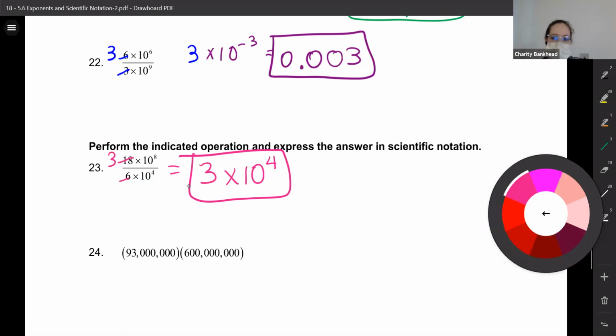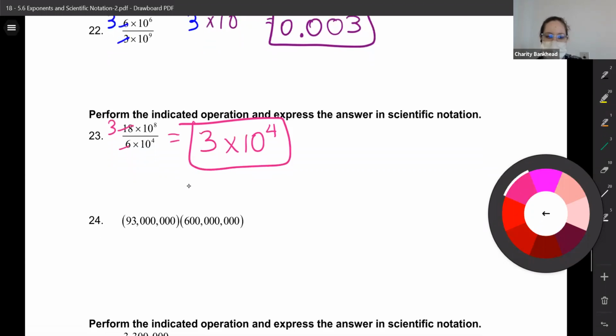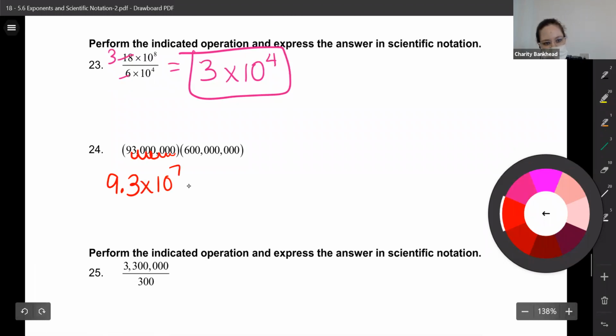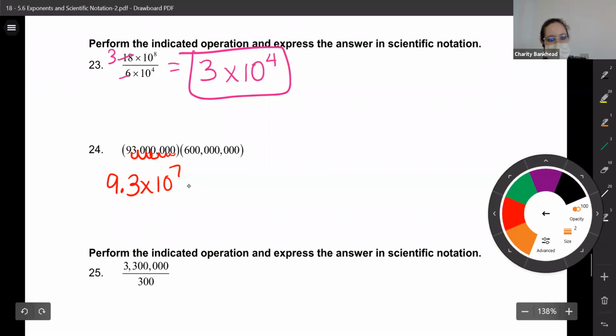All right. I'm thinking I would convert each of these into scientific notation first and then do it. So 1, 2, 3, 4, 5, 6, 7. So that's 9.3 times 10 to the 7. And then 1, 2, 3, 4, 5, 6, 7, 8. So that's 6 times 10 to the 8.